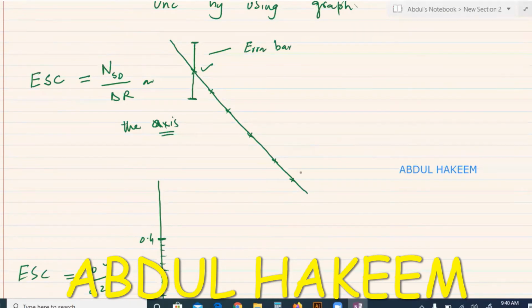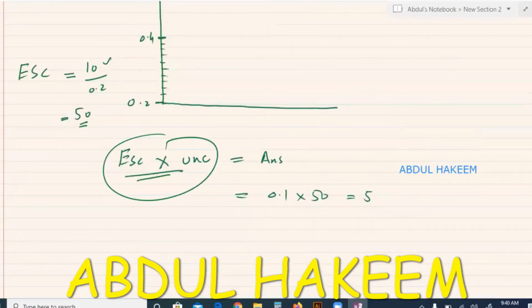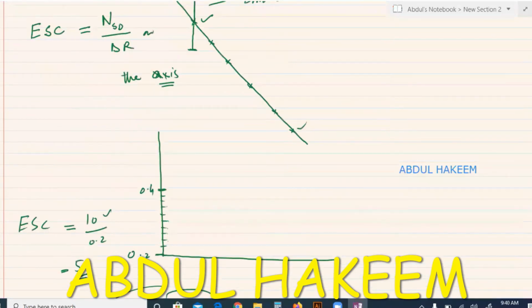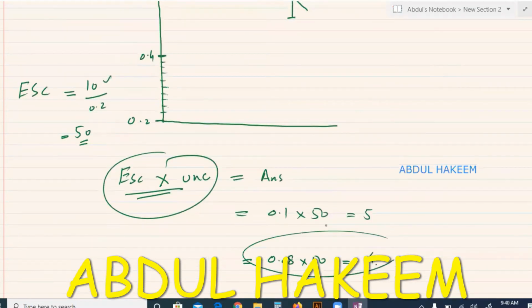For example, this last point, its error is suppose 0.08 times 50. So it is approximately 4. So we will draw here 4 boxes up and 4 boxes down. So this is called the error bar. We will draw all error bars after calculating this value, the size of the error, by using the error scale constant and the uncertainty in that value.